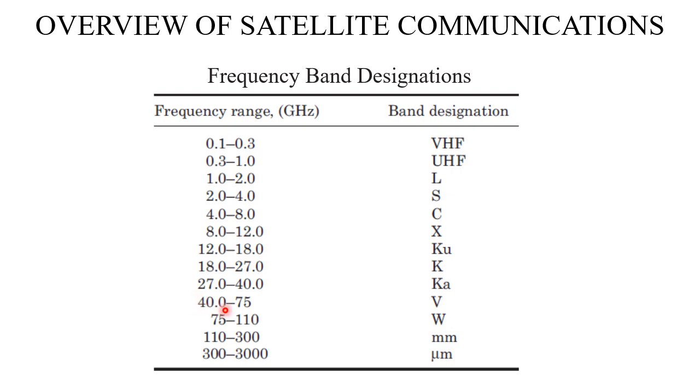Next one is the 40 gigahertz to 75 gigahertz, which is called the V band. V band may be used for inter-satellite link or ISL communication system. Next 75 to 110 gigahertz, which is called the W band. That particular band is also useful for radar communication as well as remote sensing purpose.